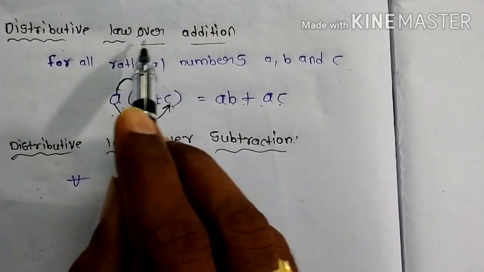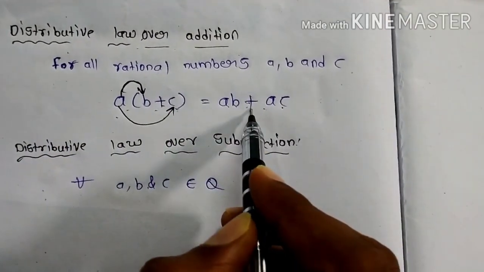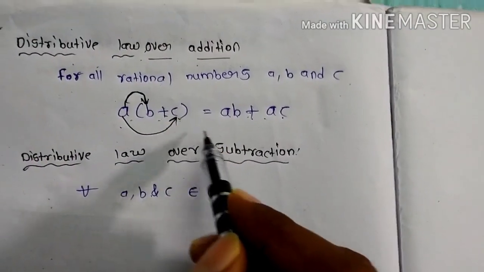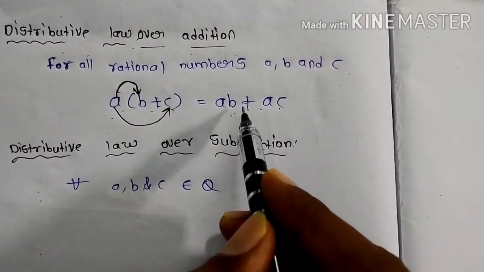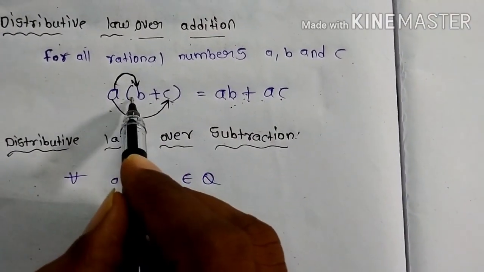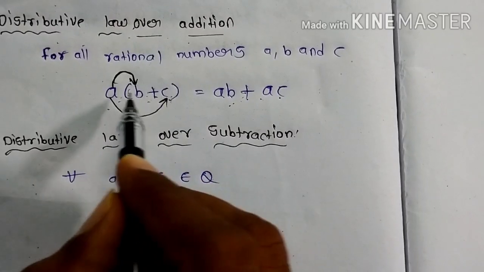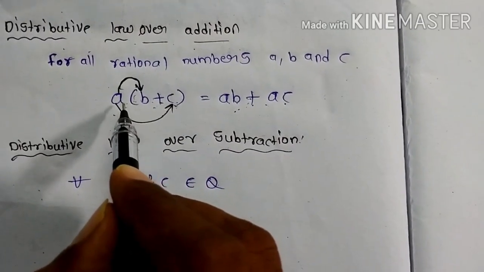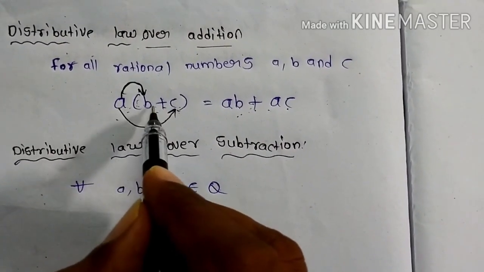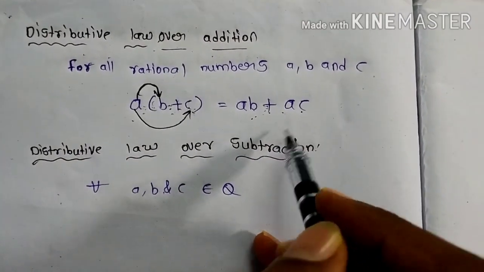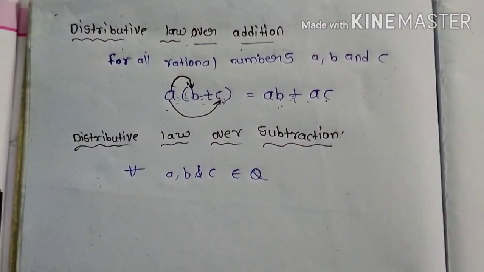This distributive law over addition is also called distributive law of multiplication over addition. Is it multiplication or not? A into (B plus C), the brackets mean it is multiplication. You know that A into (B plus C) is equal to AB plus AC. This formula will be useful in the next exercise.